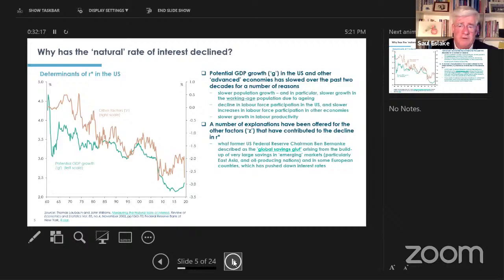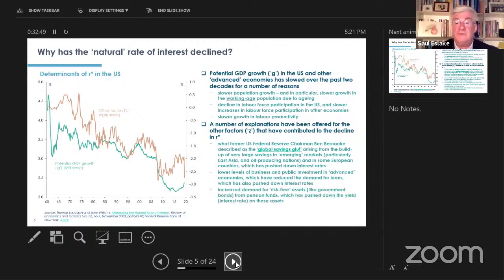And it was also characteristic of some European countries, particularly Germany and the Netherlands. And that big increase in the supply of savings, combined with what appeared to be a downward trend in levels of business and public investment, which in turn resulted in a reduction in the demand for borrowings. So an increase in the supply of loanable funds and a decline in the demand for loanable funds is widely accepted as having been an additional factor putting downward pressure on the natural rate of interest, R star.